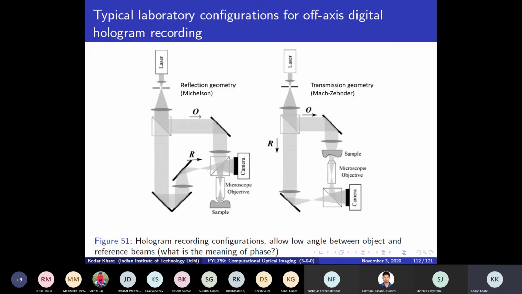So the point is that if you did not have this reference beam, in both cases, this is just like a microscope, be it a reflection microscope or a transmission microscope. But when you add the reference beam to the path, now it is an interferometric microscope. Is that clear to everybody? Yes, sir.